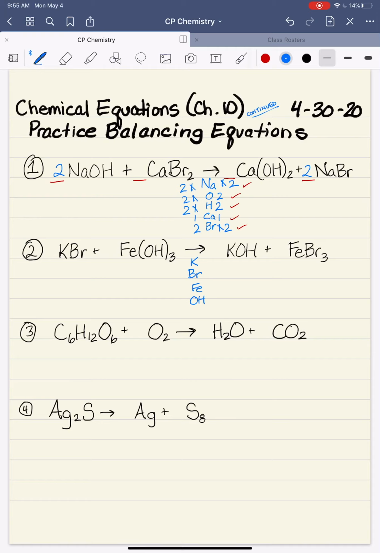All right, 1 potassium on the left, 1 on the right. 1 bromine on the left, 3 on the right. 1 iron on the left, 1 on the right, 3 hydroxides on the left and 1 on the right.